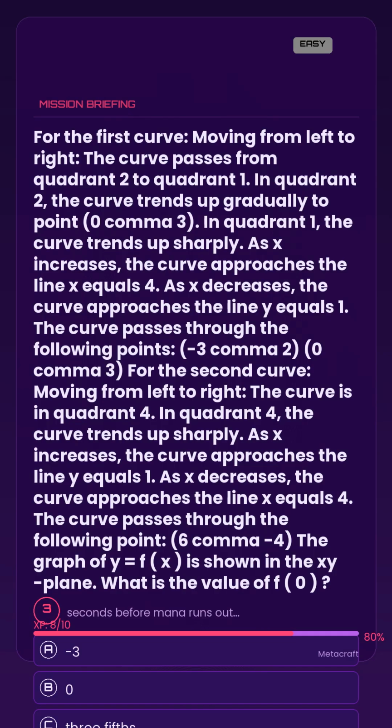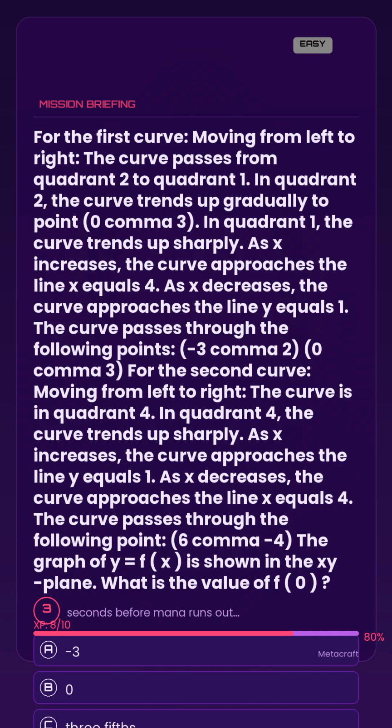For the first curve, moving from left to right, the curve passes from quadrant 2 to quadrant 1. In quadrant 2, the curve trends up gradually to point (0, 3). In quadrant 1, the curve trends up sharply. As x increases, the curve approaches the line x equals 4. As x decreases, the curve approaches the line y equals 1. The curve passes through the following points: (-3, 2), (0, 3).